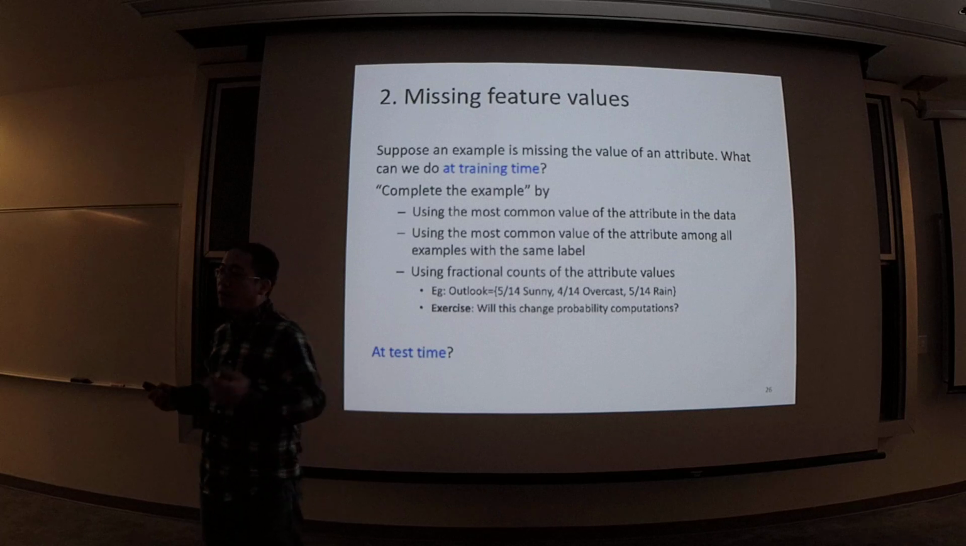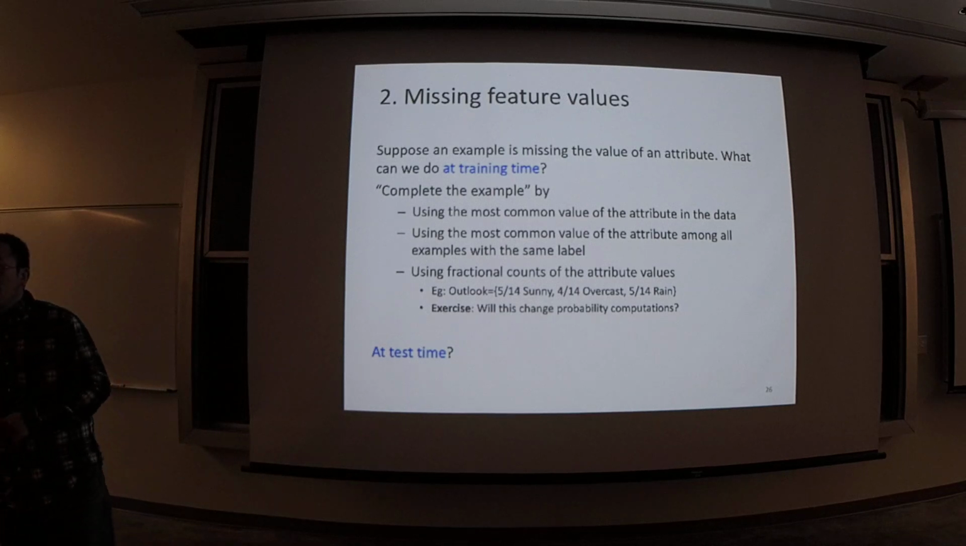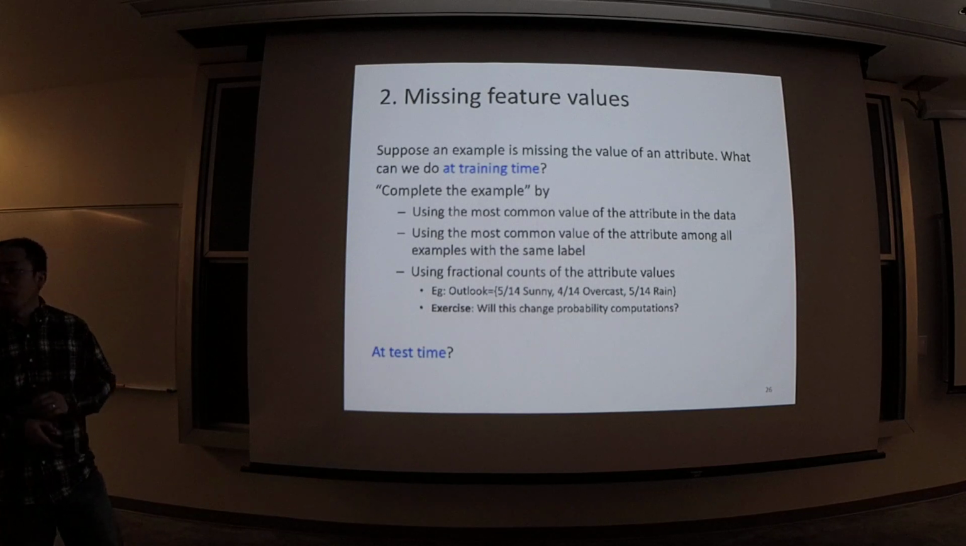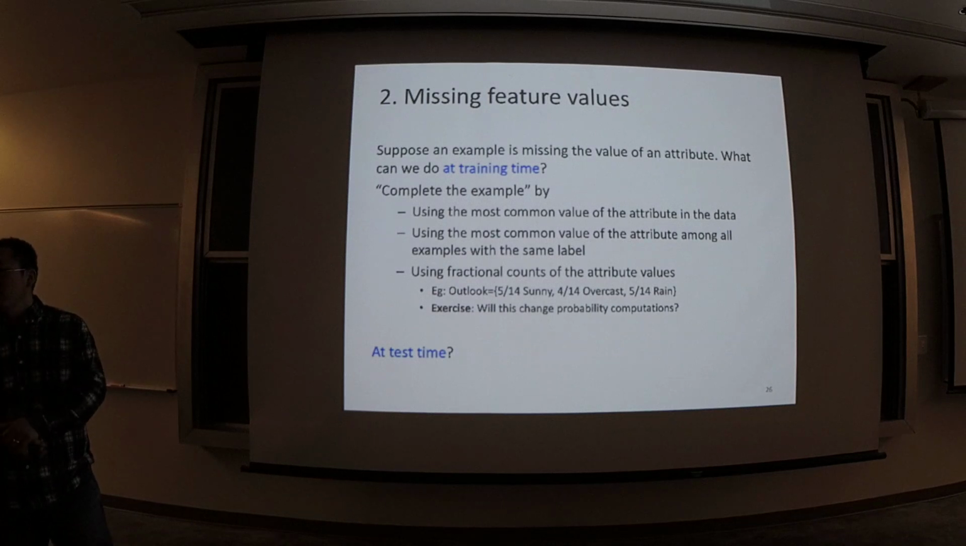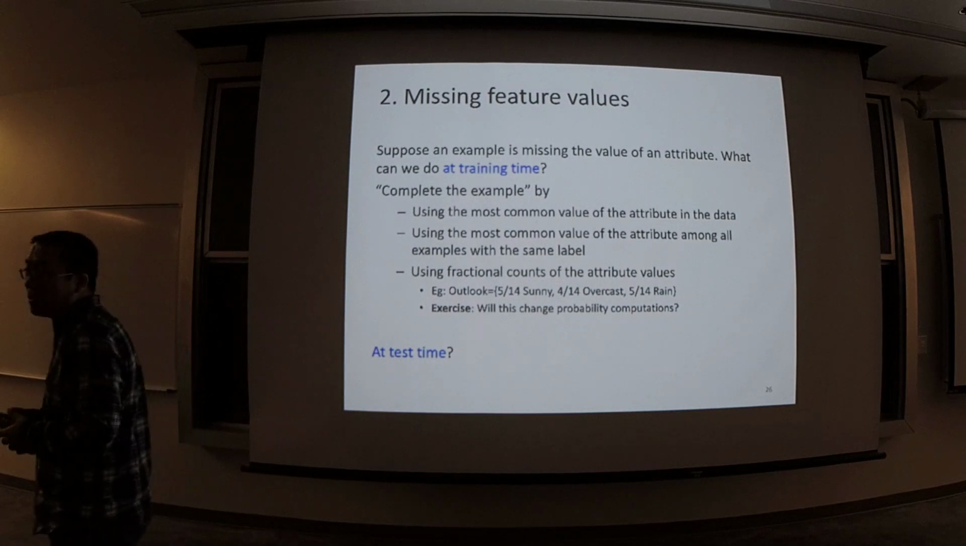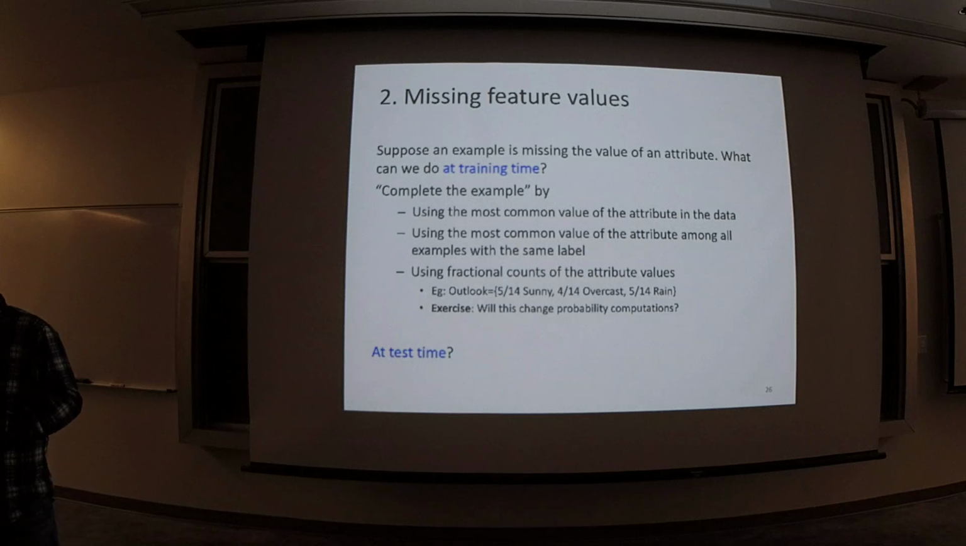So we talked about the training time: if I happen to see an incomplete example, how can we handle that? But now, what about during the test time? I have a test instance which has some missing feature value. How can we handle that? Suppose my tree has already been constructed, and now I give you a test example. I tell you that on that day I don't know whether it's overcast or raining or sunny. How do I give a reasonable prediction?